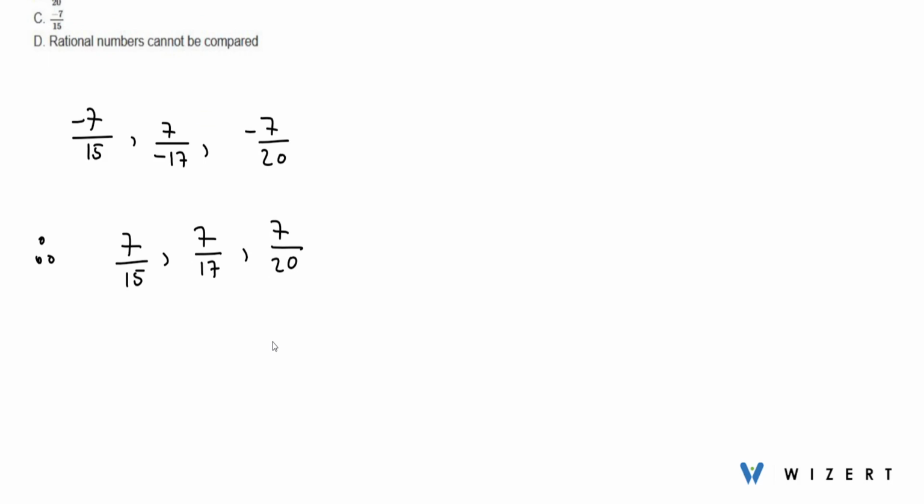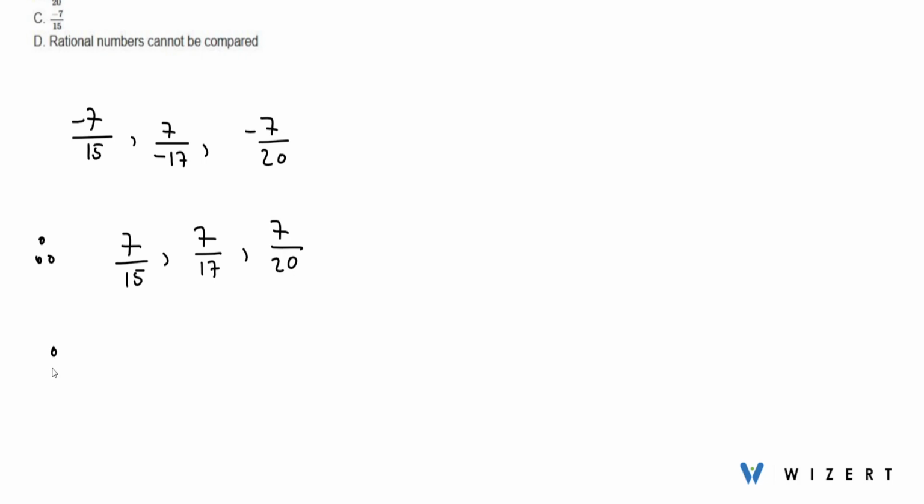What's the common thing in all the three numbers? The common thing is the numerator. In each of these three rational numbers, the numerator is same. So we know that as we keep on increasing the denominator, the overall number becomes less. So among all the three numbers, the number which is having denominator as 20 is the least, and the number having denominator as 15 is the greatest.